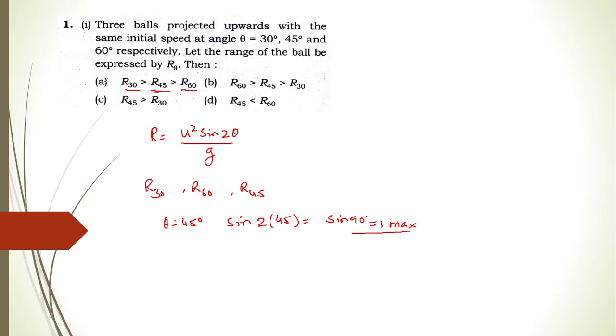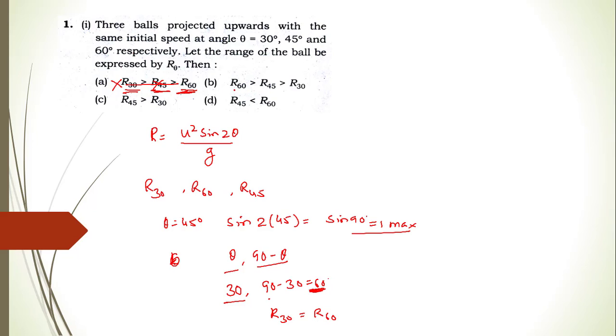According to this, the first relation is wrong, so we shouldn't select it. Another reason is that for 2 angles of projection, theta and 90 minus theta, the horizontal range is the same. If we take 30, the other angle 90 minus 30 is equal to 60. So these 2 angles will give the same horizontal range. It means R30 must be equal to R60. Here R30 and R60 are not equal, so this option is not correct.